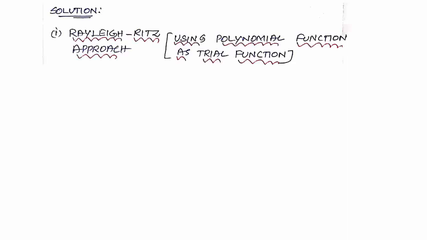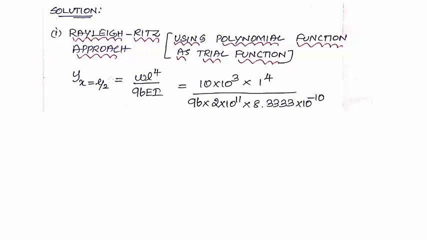So the Rayleigh Ritz solution for the deflection of a simply supported beam loaded with UDL, when polynomial function has been used as the trial function, Y at x is equal to L by 2 is W L power 4 divided by 96 EI. The solution is already derived in a lecture video. The link for that video has been mentioned in the description. So by substituting the given values we can calculate the deflection at the midspan as 625 millimeter.